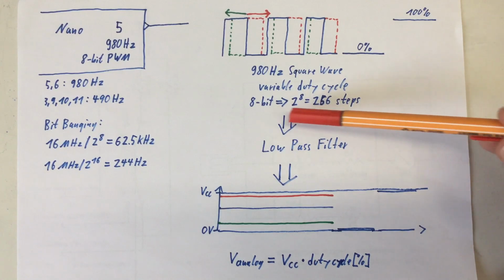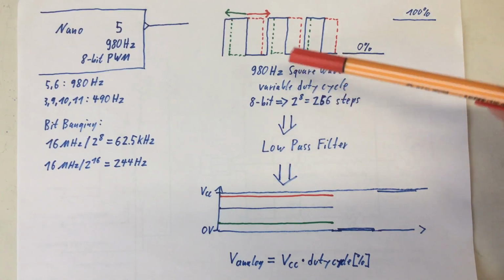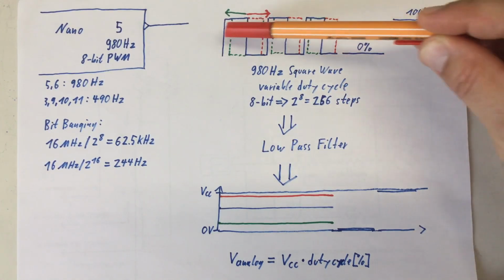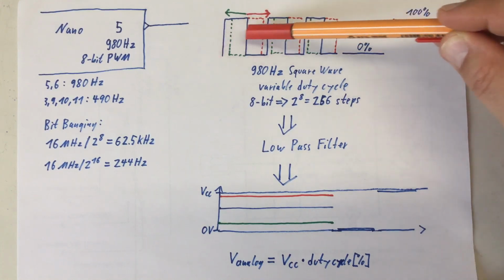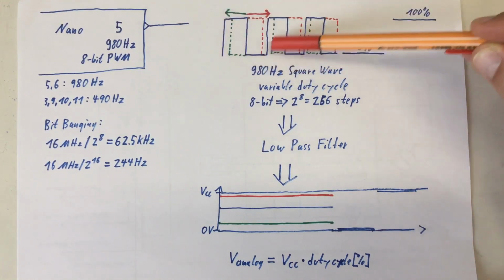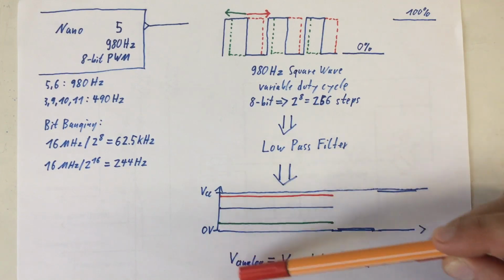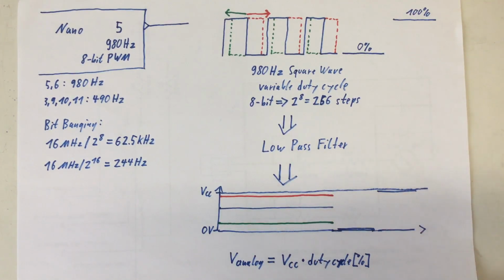In other words, a low-pass filter can give us the average voltage, not root mean square, the average voltage of our square wave here, and that's our analog signal.